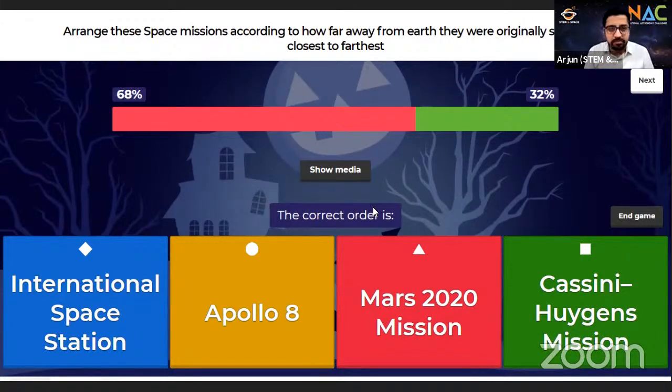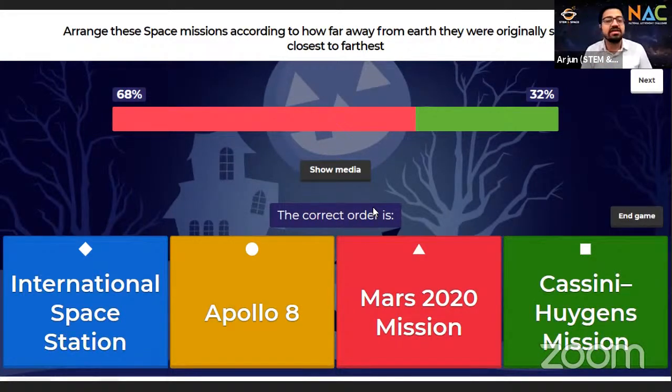Then comes the Apollo 8 mission. Apollo 8 mission was sent to the moon. Now the moon is at a distance of around 3 lakh kilometers, and that is the reason Apollo 8 comes second. Then comes the Mars 2020 mission, which, as the name suggests, went to Mars. And since Mars is further than the moon, it comes at the third position.